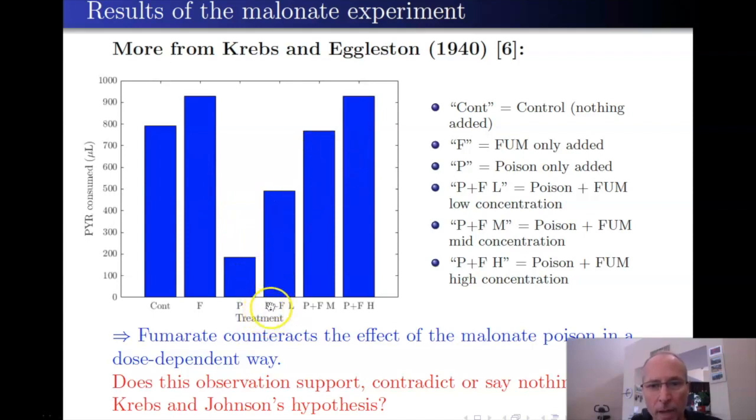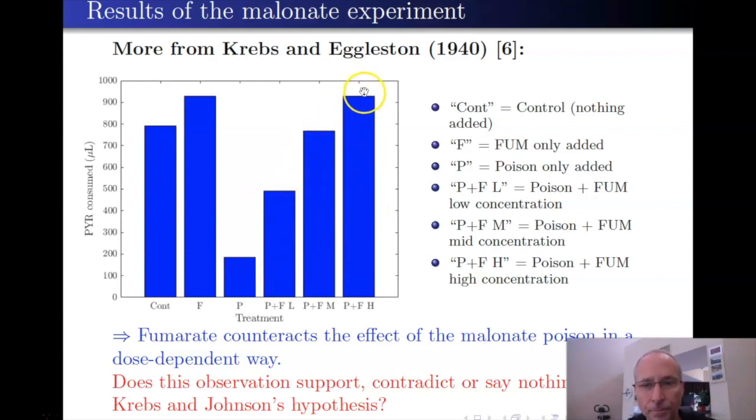Here's where they added the malonate, the poison, plus fumarate at a low level. Here's where they added the malonate plus fumarate at a medium level. And here's where they added malonate plus fumarate at a high level. So these three are this. The malonate concentration is the same in each of these three. All they did was increase the amount of fumarate each time: low amount of fumarate, medium amount of fumarate, high amount of fumarate. And this is the result they got.